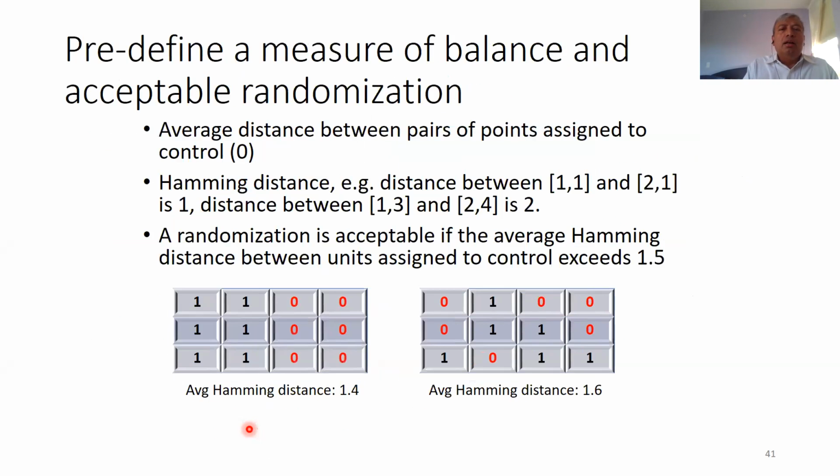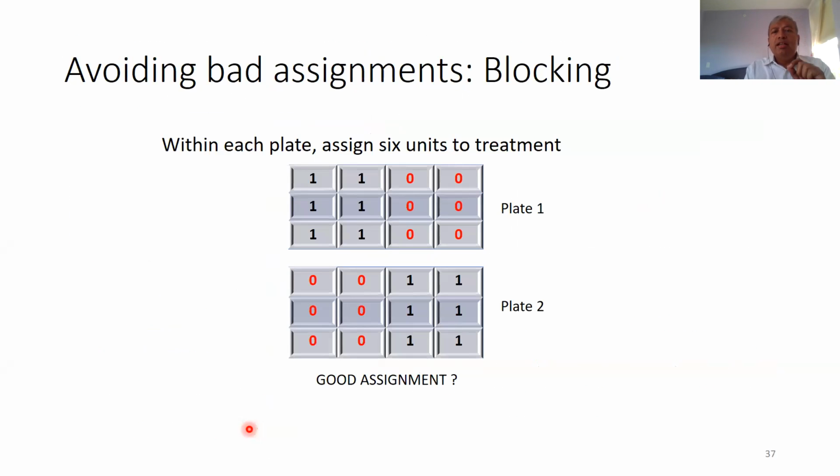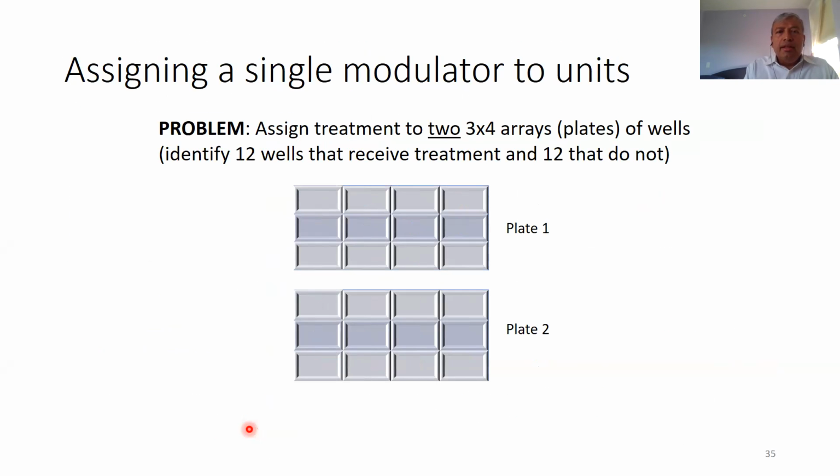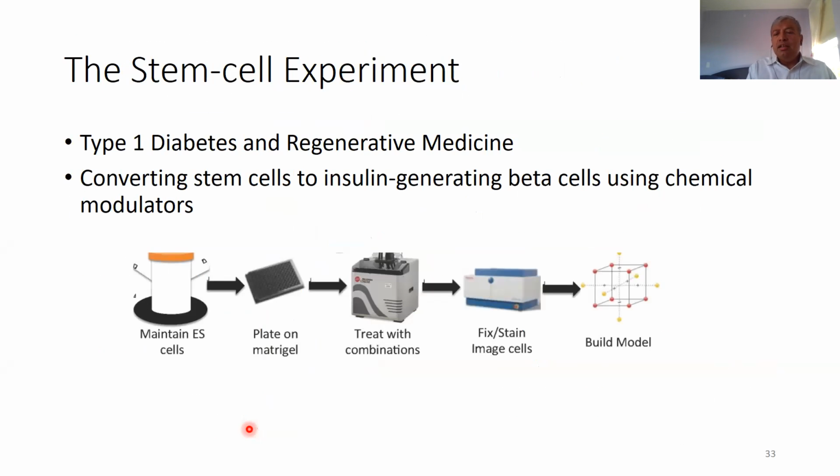Let me just quickly give you one more example. This was a very interesting example in which I was involved when I was working with the Regenerative Medicine group at Harvard. So they were trying to come up with different possible combinations of chemical modulators, which would help these biotechnologists come up with methods for converting stem cells to insulin generating beta cells. And this would be helpful for treatment of type 1 diabetes.